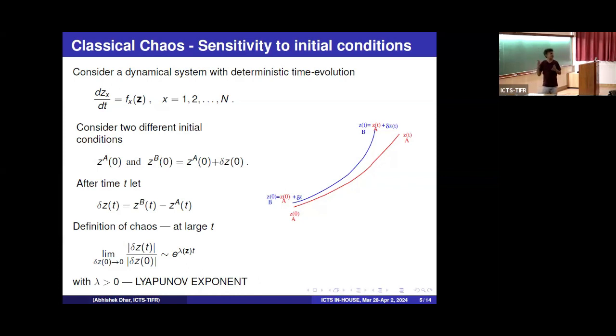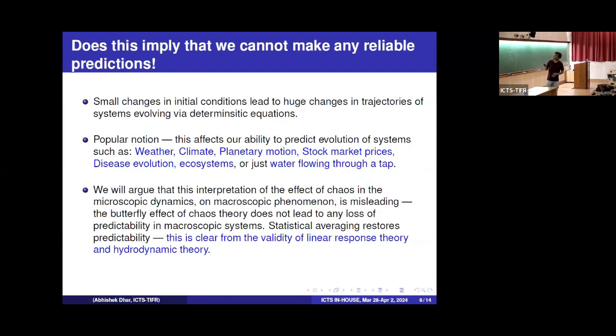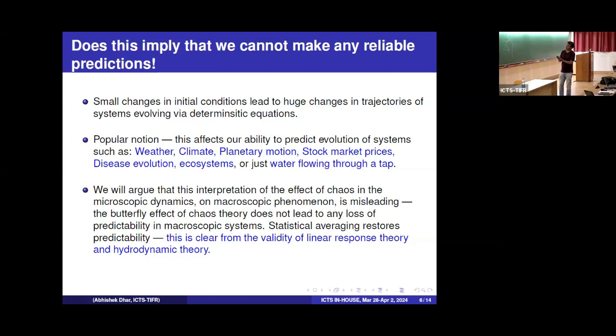So, this is valid even for a system where, let's say, the phase space is just the unit interval 0 to 1. Even there you can have exponential divergence, because the initial difference is very small. So this is the precise definition. Now, the basic question that we are asking is, does this imply that we cannot make any reliable predictions?